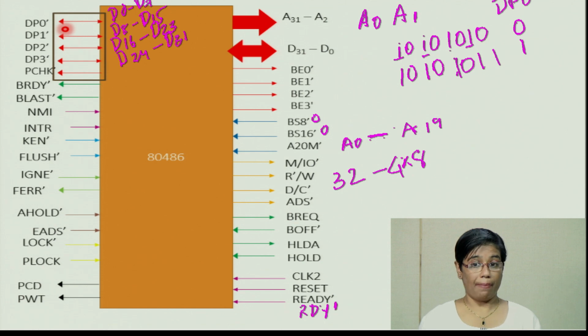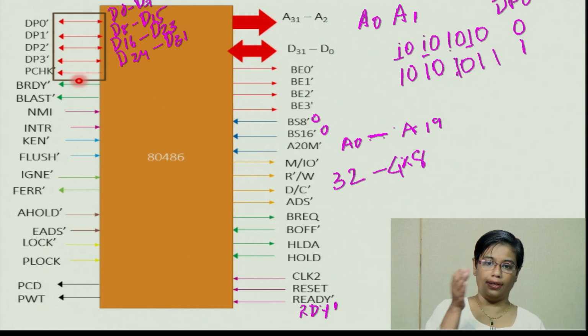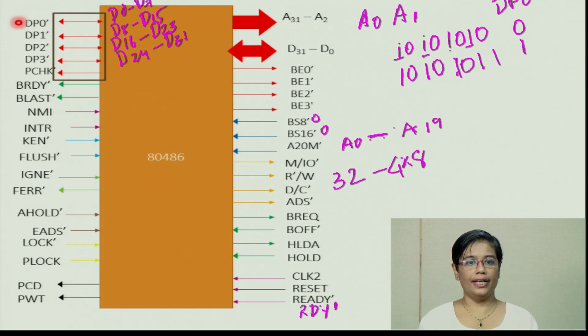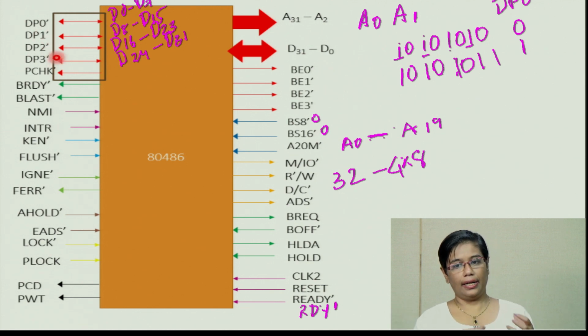Now, these are bidirectional because you would be reading data or you would be writing data. Whenever you are writing data, parity is generated on these particular signals. So when data is written into memory, parity is generated on DP0, DP1, DP2 and DP3. When data is going to be read, the parity has to be checked. So at that point of time, DP0, DP1, DP2 and DP3 are going to be inputs. They have the parity along with the data.